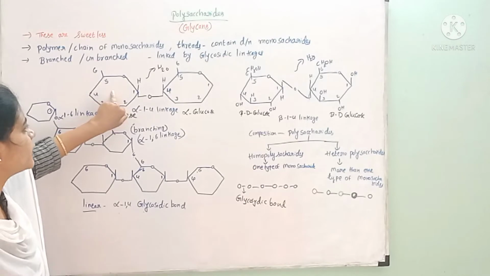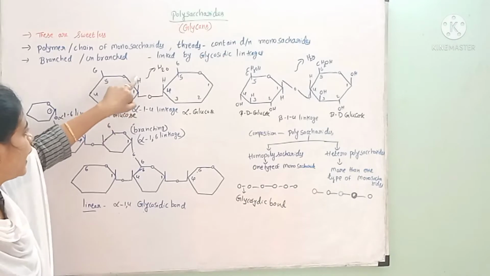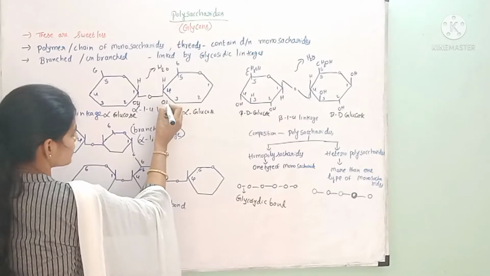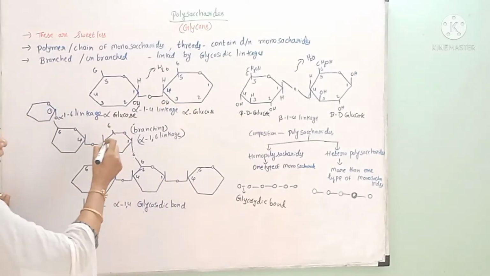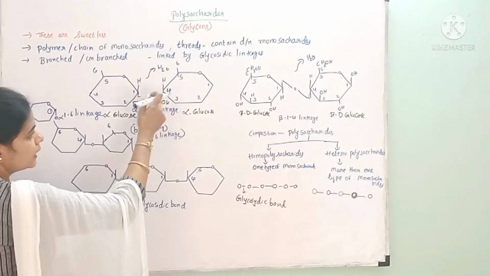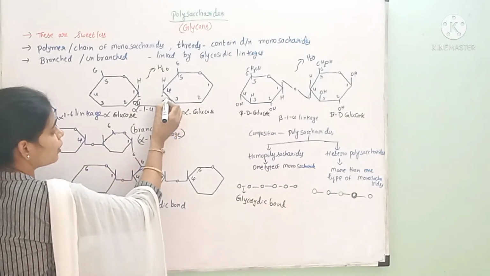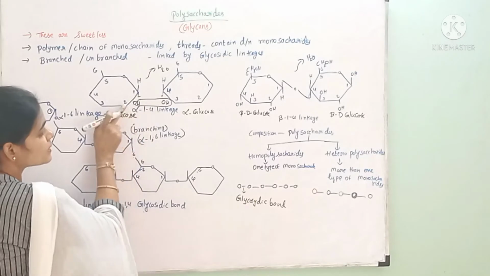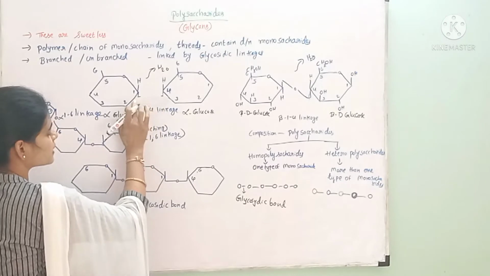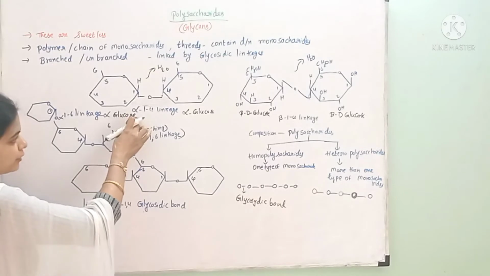See here, in the alpha D glucose, in the first carbon, hydrogen and hydroxyl groups are there, and here also hydrogen and hydroxyl groups are there. So between these two, what will happen? Between the first carbon and fourth carbon, dehydration takes place, that means removal of a water molecule, and the resulting one is oxygen. Only one oxygen is present. By this, a glycosidic linkage is formed. This is called the alpha 1,4 linkage.